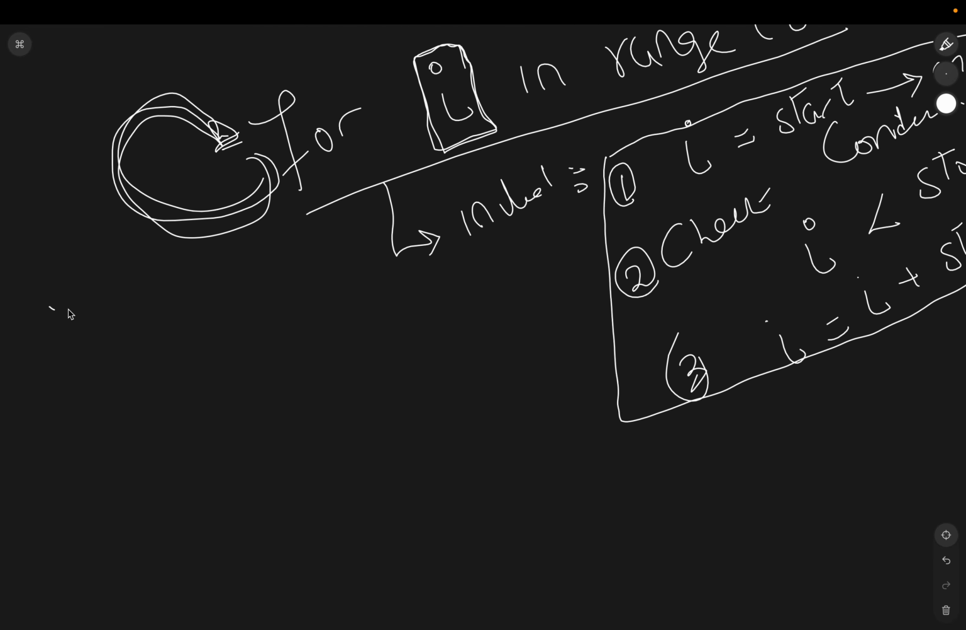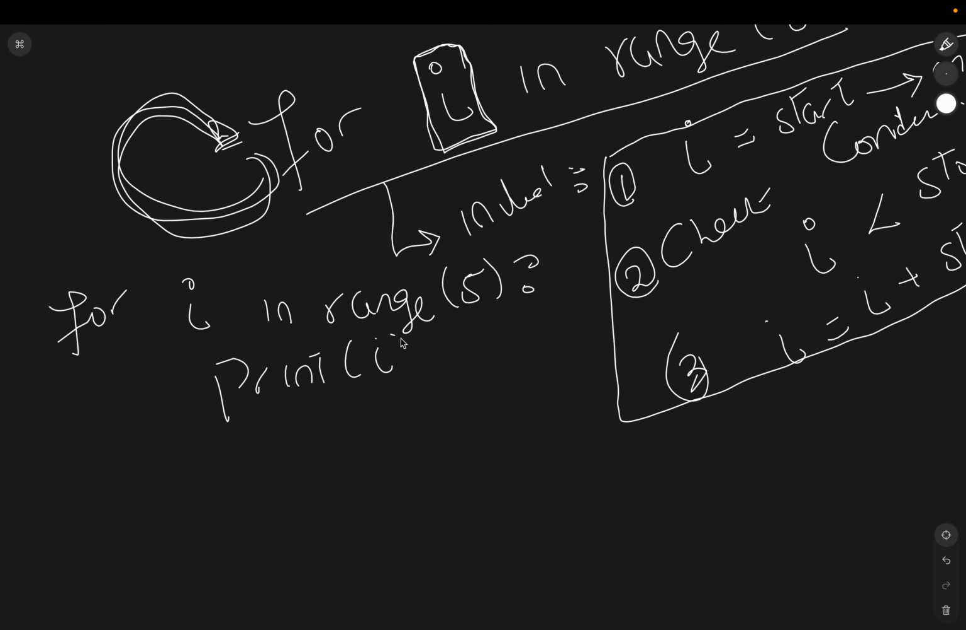I am saying for I in range 5, right? Then I am saying here print I. That means I want to check what is present in this I, right? So here this print is inside this for loop. So what will happen here? This for loop, after performing this operation, will come back here. After performing this operation, it will come back here again. That means it is calling itself again and again. That's the for loop, right?